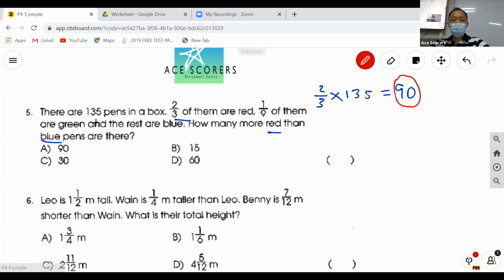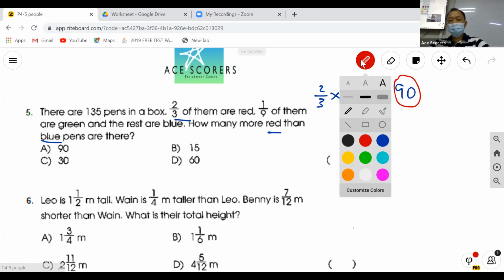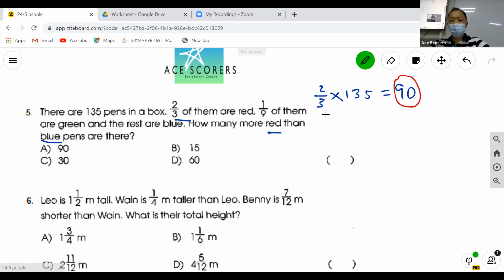So 1 over 9 are green. So how to find the number of green? 1 over 9 times 135. So 135 divided by 9 is 15. 15, okay?